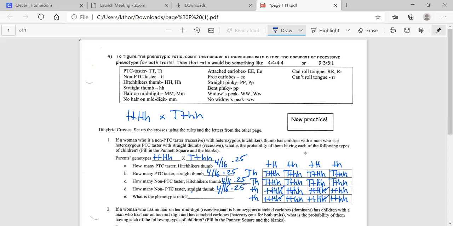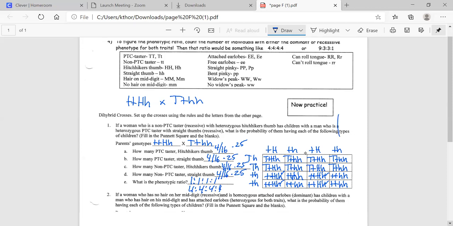What is the phenotypic ratio? 1 to 1 to 1 to 1. You could say 4 to 4 to 4 to 4. You can reduce that if you wanted to. All right, let's move on.